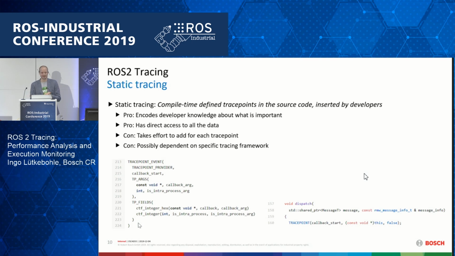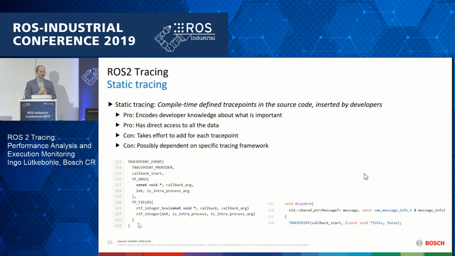So how does it look? The first thing is that what we're doing is mostly called static tracing. Static tracing is where you have the trace point defined at compile time, inserted by the developer of the code or by a system engineer. The advantage is that it encodes the knowledge about what is important, and because it's in the source code, it has direct access to all the data, using the normal programming language features that you have.